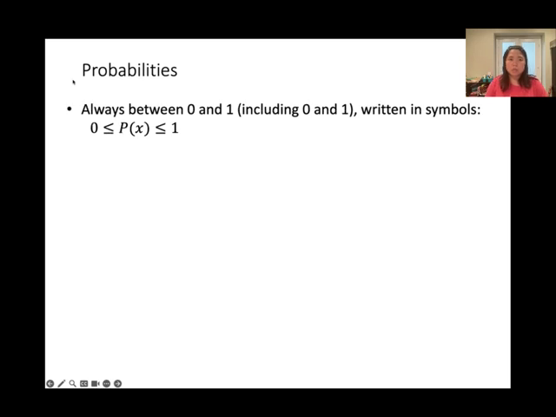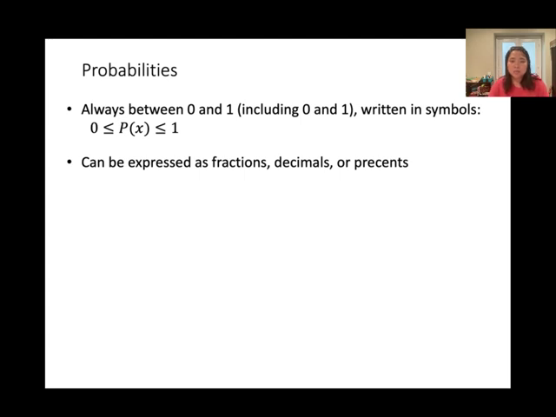So first, let's talk about what probability is. Probability is always between 0 and 1, okay? You're going to see I write it simply: the probability of the event X is always between 0 and 1. So for these chapters, when you calculate probabilities, if you find a probability less than 0 or greater than 1, that means you made a mistake. It can be expressed as a fraction, decimal, or percent. I usually use decimals.